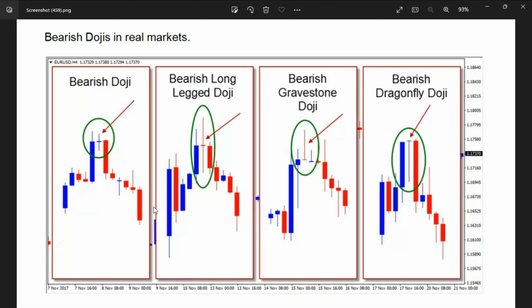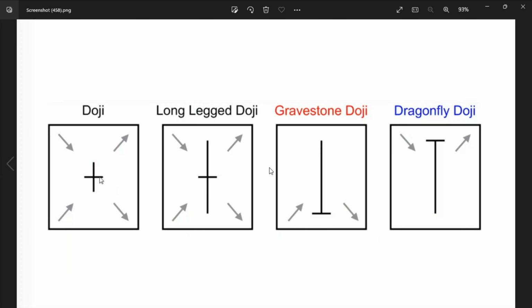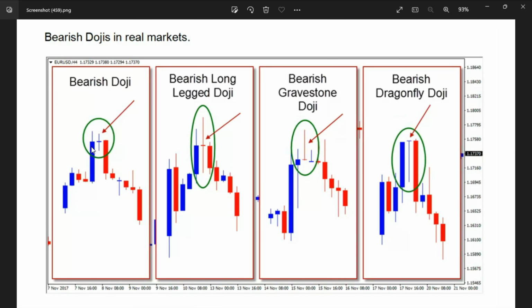So let me rephrase again. The doji candle, we have this normal doji we see in the market. We have long-legged doji, we have gravestone doji, we have dragonfly doji, and inside all these doji, we have the bullish doji, we have the what? Bearish doji. So this doji occasionally appears in the market. When you see this doji on a bullish trend, on a bullish movement, it can trigger a bearish movement.